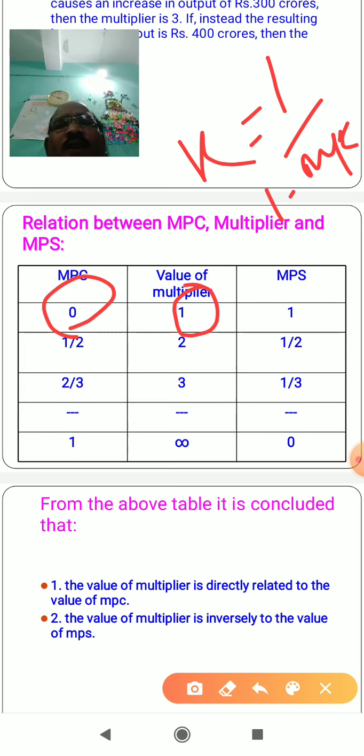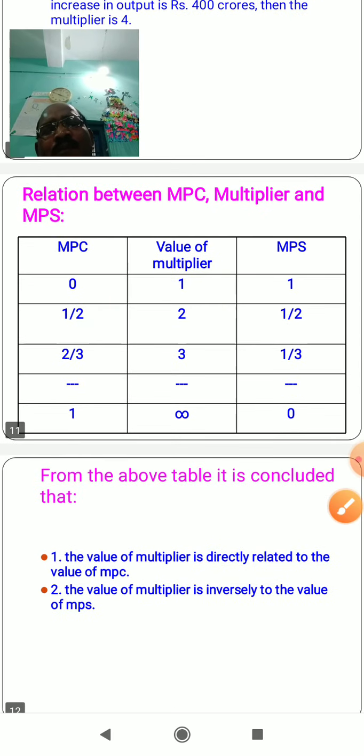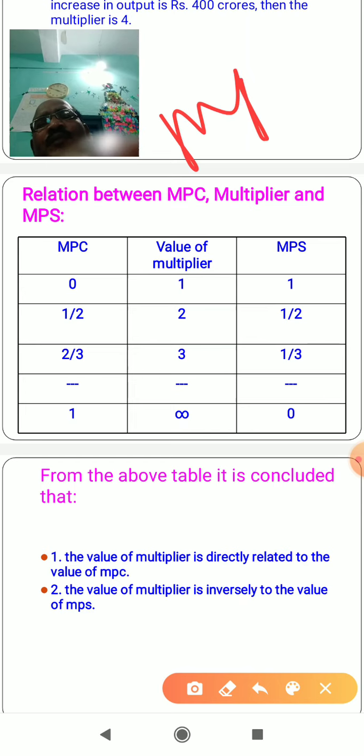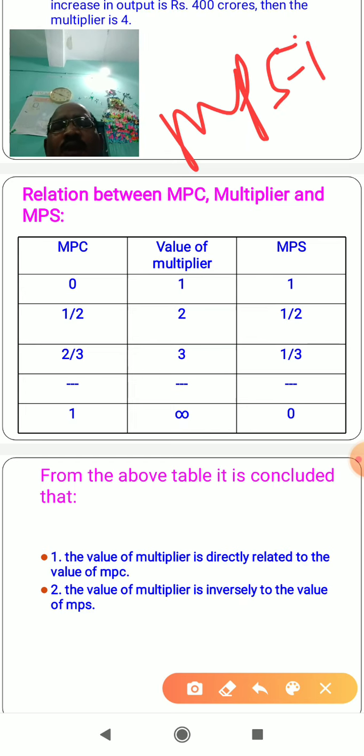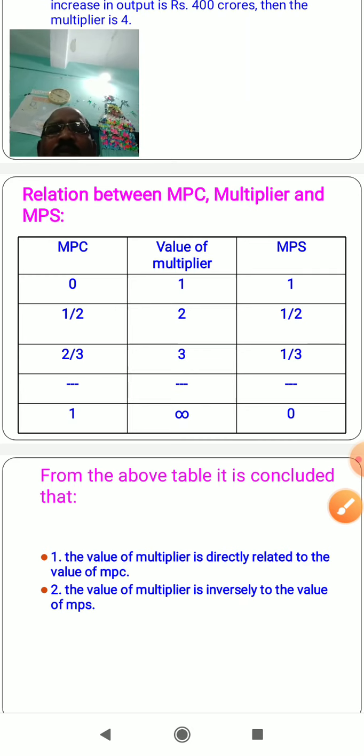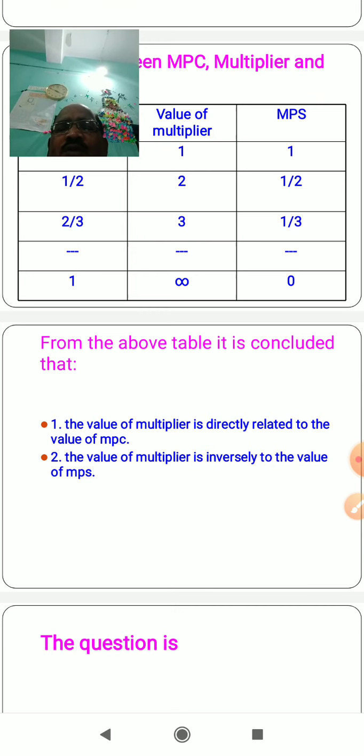Just like when MPS equals 1, the value of multiplier equals 1 by 1, equal to 1. From the above table it is concluded that the value of multiplier is directly related to the marginal propensity to consume, and the value of multiplier is inversely related to the marginal propensity to save.